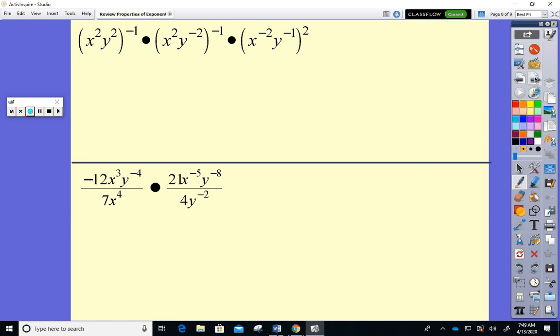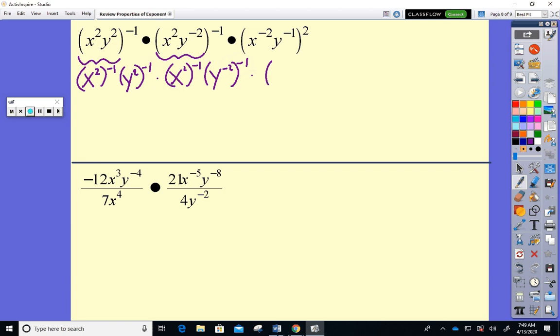All right, so on this one, there's all kinds of ways to do it. But I could look at this part as being x to the 2 to the negative 1, and then y to the 2 to the negative 1. And then this part will be x to the 2 to the negative 1 times y to the negative 2 to the negative 1. And then the third part becomes x to the negative 2 to the second and y to the negative 1 to the second. Now this is one of multiple ways to do the problem, but since we're not together especially, I feel like this might be the easiest way for you to do it without making goofy errors.